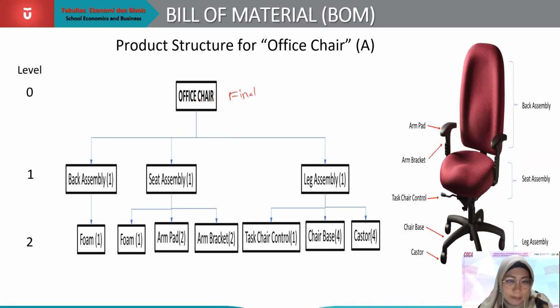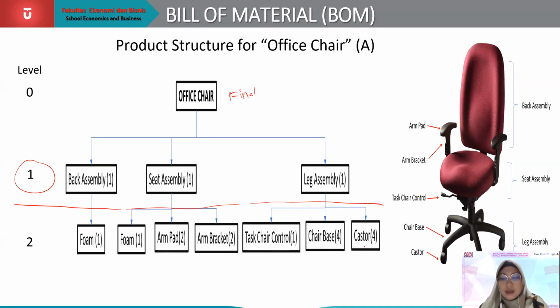Before making this product, there are three main components: back assembly, seat assembly, and leg assembly, which we call level one. And there is also level two, which is the two foams, arm pad, arm bracket, task chair control, chair base, and caster. If you see the picture, these are the components. When you want to make calculations using MRP techniques, you need to understand your product structure very well first.